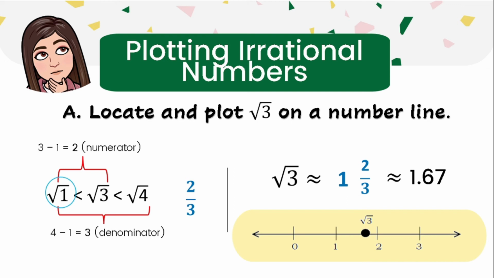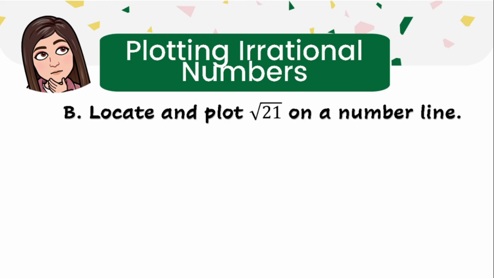Letter B. Locate and plot square root of 21 on a number line. Step number 1. Find the two consecutive perfect square integers between which the given number lies. 21 lies between the two perfect squares 16 and 25.